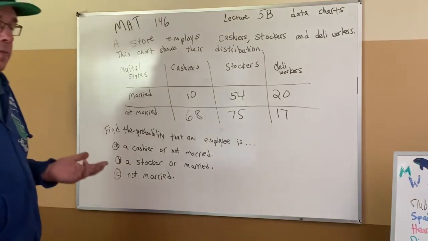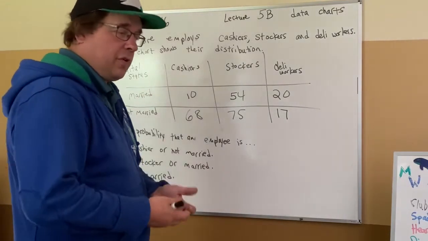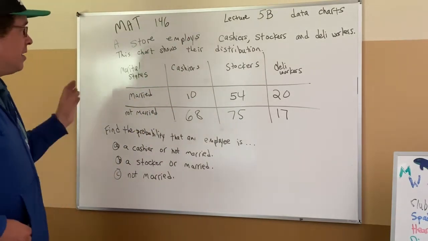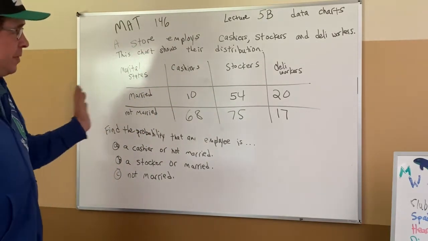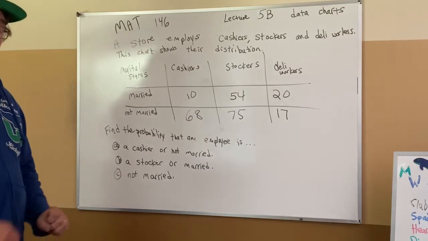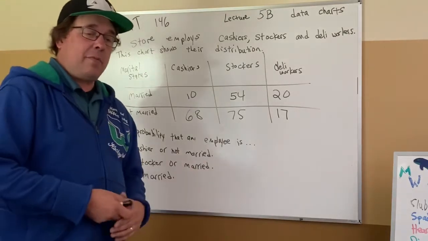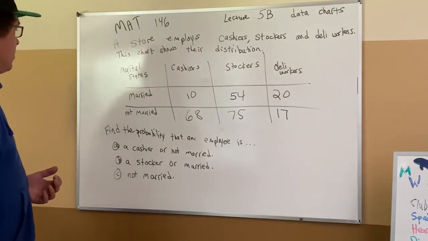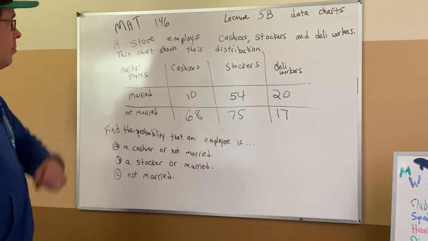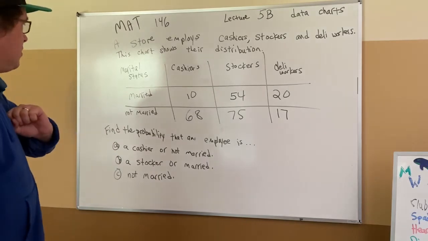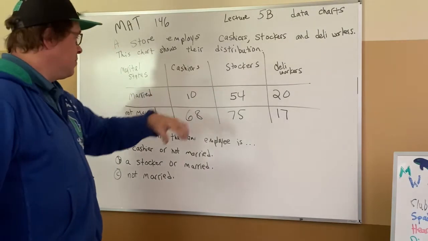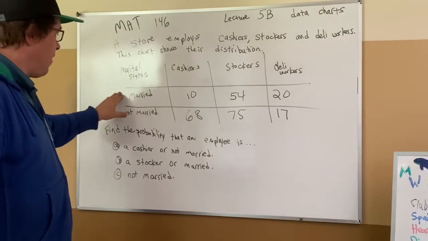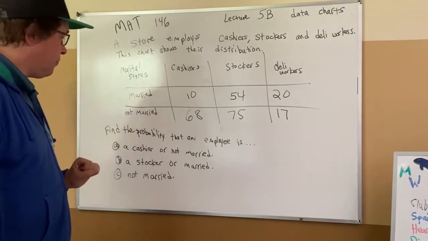So 5B is going to be a short lecture to combine the ideas into this thing that I call data charts, where we have information about, let's say, the people that work in a particular store, and we want to do some questions that ask probabilities that certain people will have characteristics that they describe. So in this list it says a store employs cashiers, stockers, and deli workers. And this chart shows their distribution. We have cashiers, stockers, and deli workers. And then we have the fact that they're married or not married.